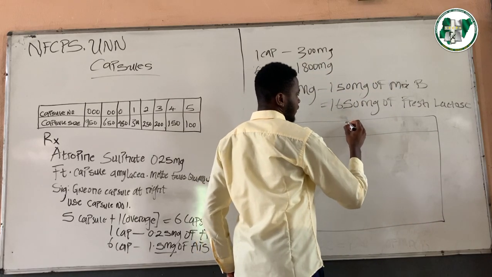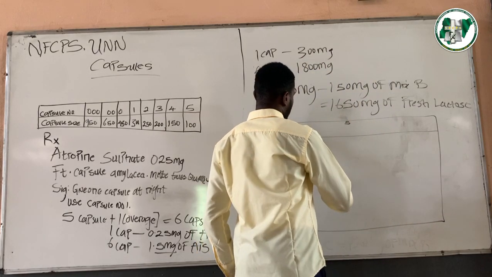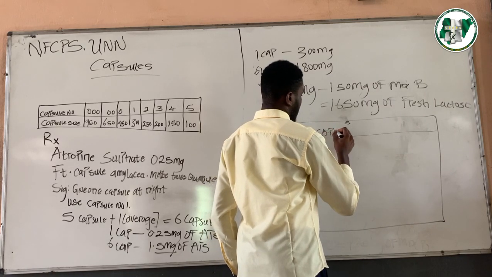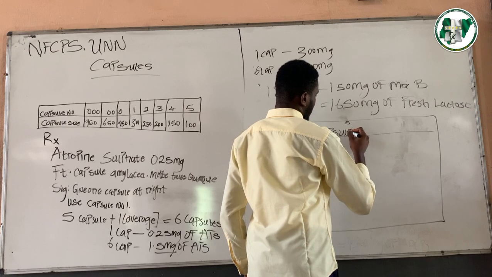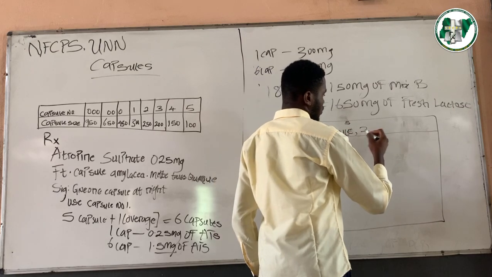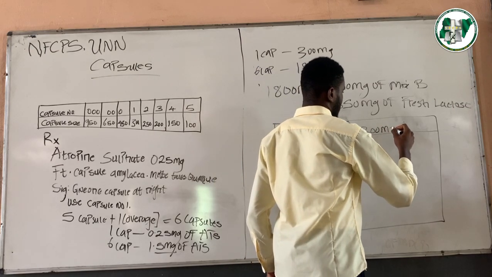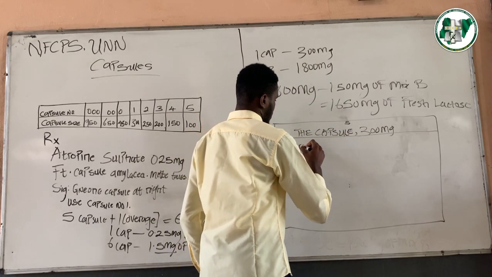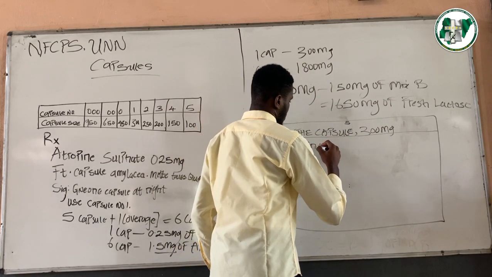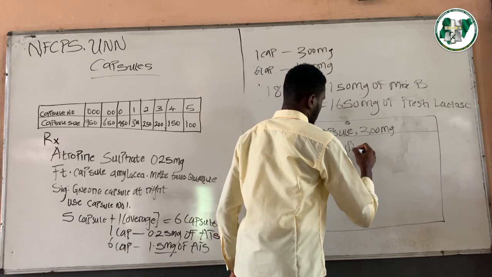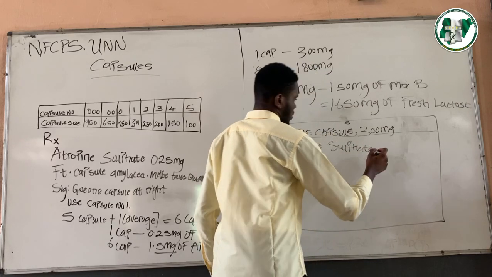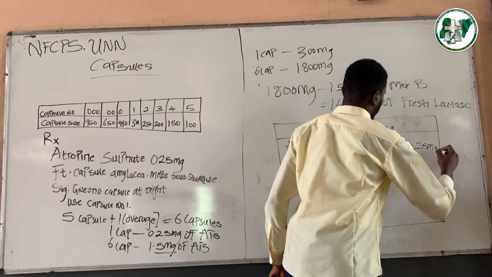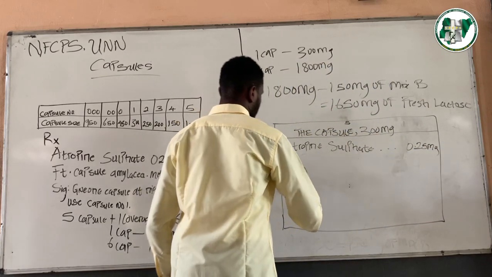You're asked to send 5, so you write 5 at the top. You write the capsule. Remember each capsule will contain 300 milligram, because of the capsule number we're asked to send, 300 milligram. You now say atropine sulfate, 0.25 milligram.